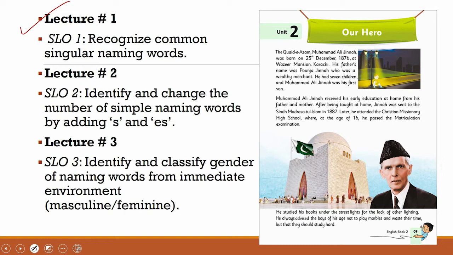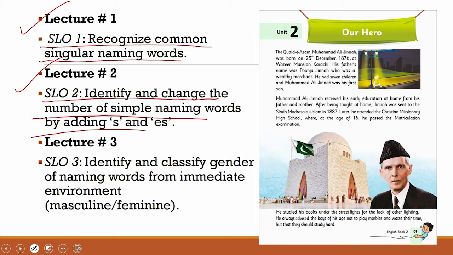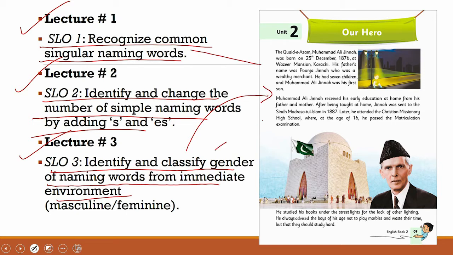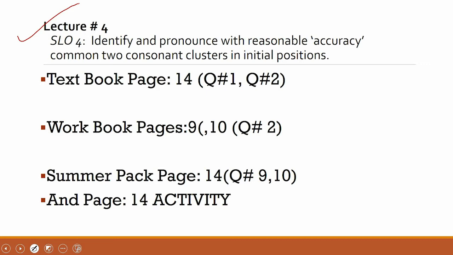Lecture number 1 was about recognizing the common singular names. Lecture 2 was about identifying and changing the number of simple naming words. Lecture number 3 was about identifying and classifying the gender of the naming words from the immediate environment. You were also instructed to read this chapter each time for every SLO and find the relevant content from the unit Our Hero.